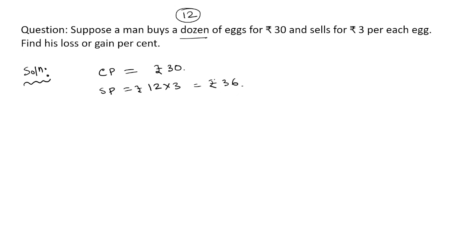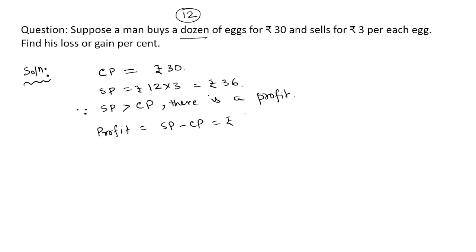Now, we can see that selling price is bigger. So, as SP is bigger than CP, there is a profit, right. So, what is the profit amount? So, profit equals SP minus CP, which is rupees 36 minus 30, which is rupees 6. So, he has 6 rupees profit for the cost price 30. Okay.